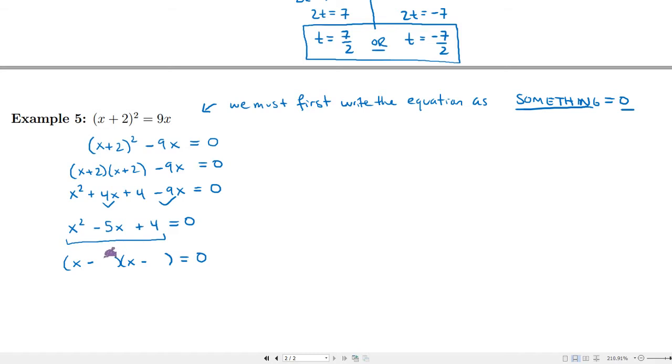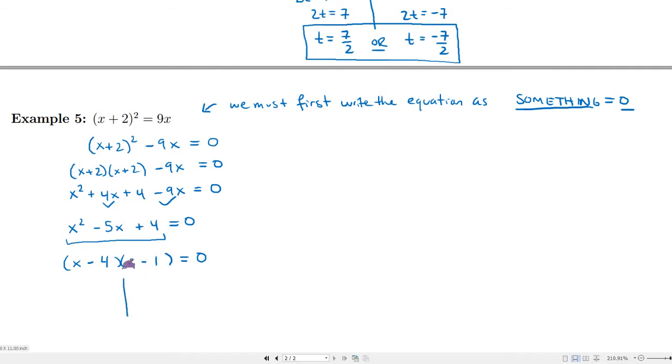So it seems like we're going to have to do −4 and −1 so that the sum is −5. And that looks like it's correct, right? So x² − 4x − x will give us −5x. And then negative 4 times negative 1 is positive 4.